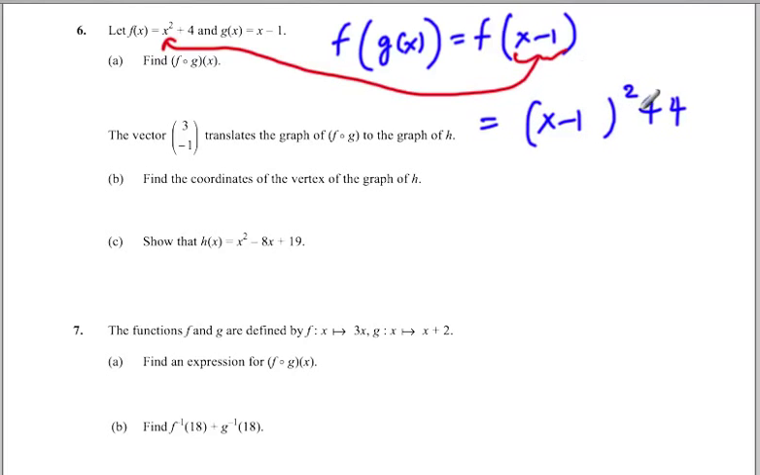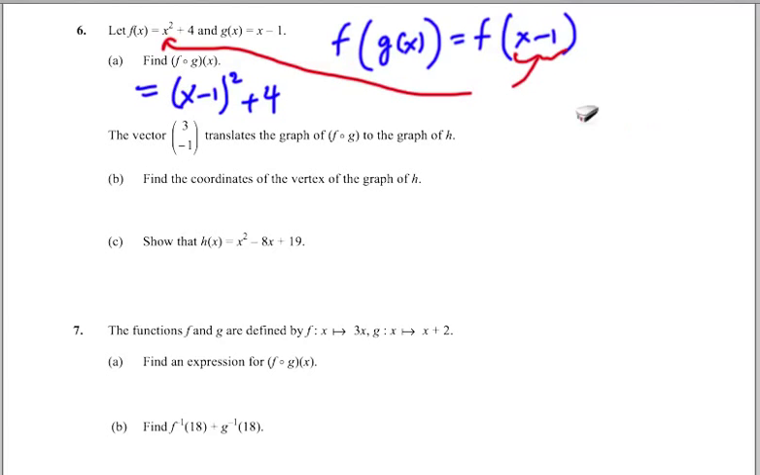Honestly, I would just leave it like this. This is in vertex form. You don't have to expand it. So it's (x minus 1) squared plus 4. You can just leave it like that, and that should be fine. Now, I'm just going to erase this because I don't need it.